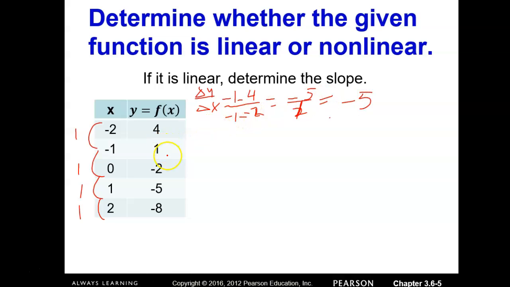So try another one. Oh, what am I doing? Sorry, I don't know where I got this negative. Hold on. This is 1. It's positive 1. It's not negative. So this should be.